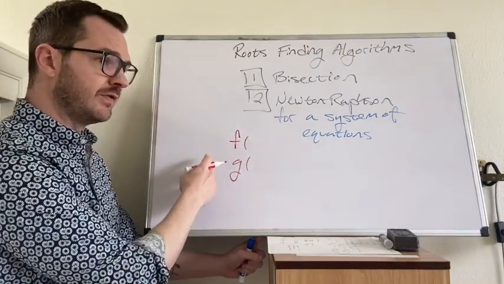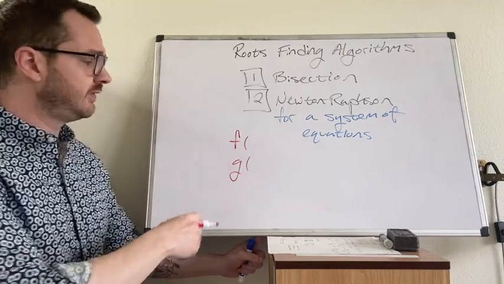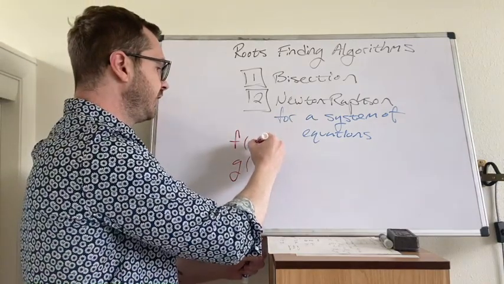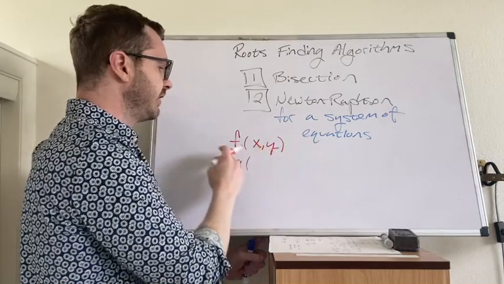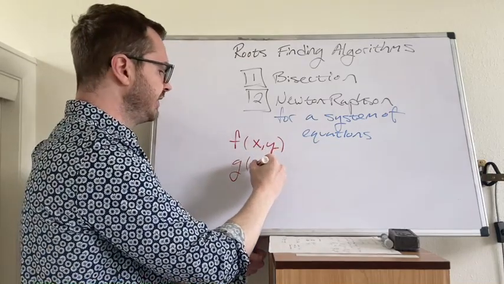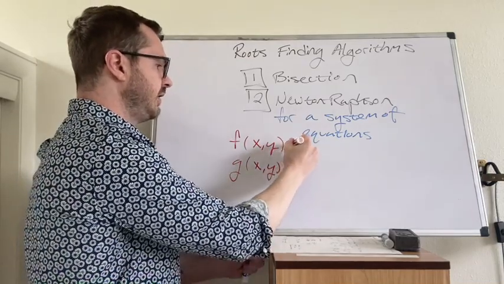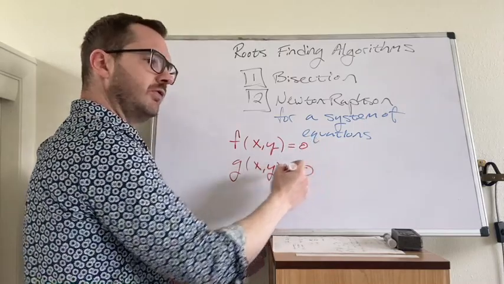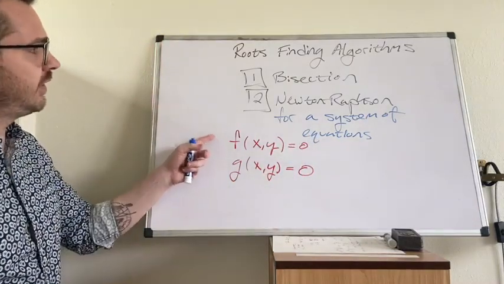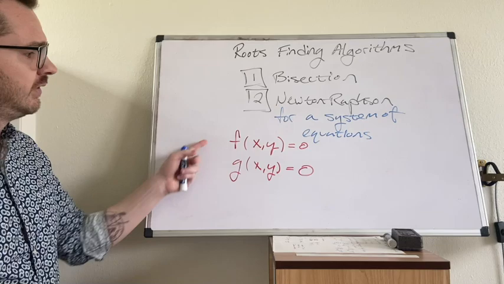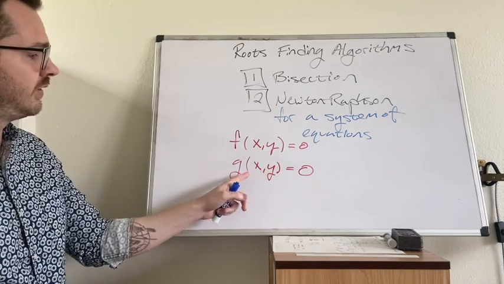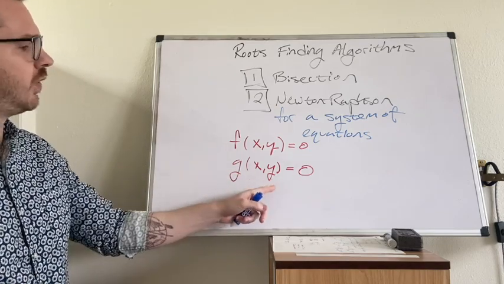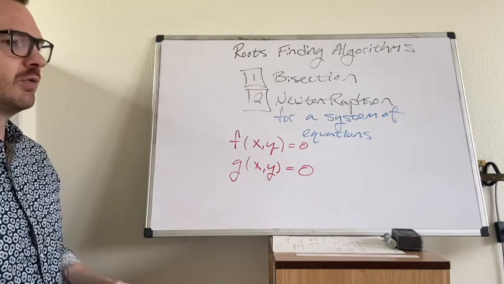Now we have two different functions, which means we need two different variables. So here is f of x, y, here is g of x, y, and we are still looking for the roots. We still want to know where these functions are evaluated at 0. We want to know the values of x and y that are going to make these functions equal 0.